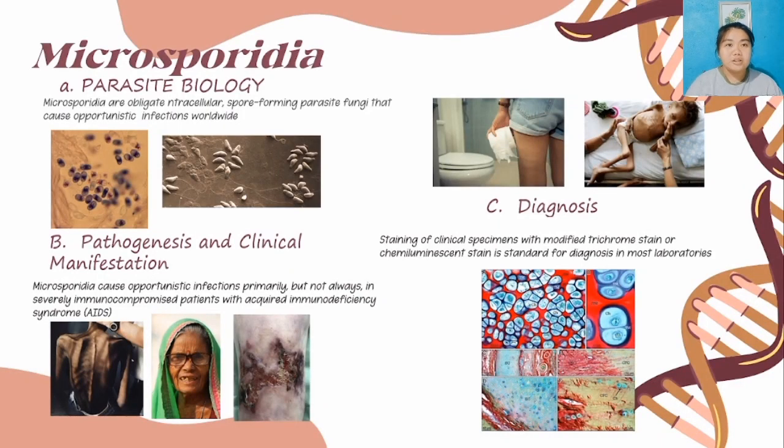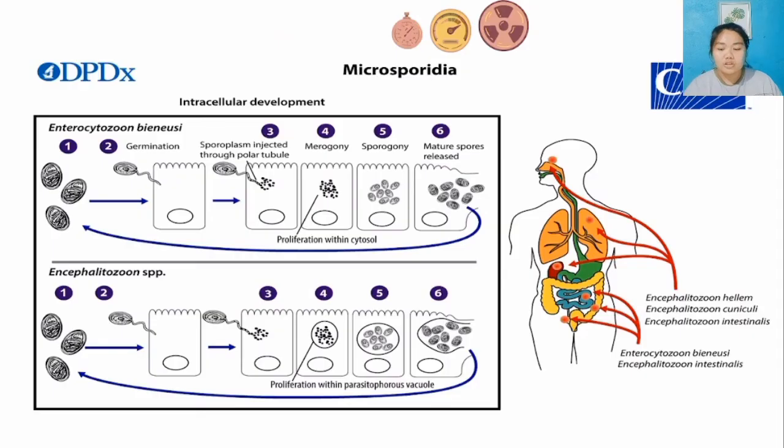So, good day. I'm going to talk about the microsporidia. So, here is the picture of the microsporidia parasite. First, I'm going to talk about the parasite biology. So, microsporidia are obligate intracellular spore-forming parasitic fungi that cause opportunistic infections worldwide. Spores are the infective stage and can resist adverse environmental conditions. Microsporidiosis is a primary opportunistic infection of AIDS, with most infections being intestinal, although dissemination to virtually any body tissue can occur. So next I'm going to talk about the microsporidial life cycle.